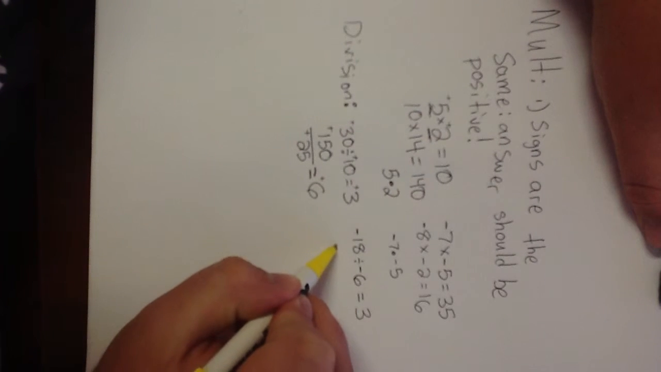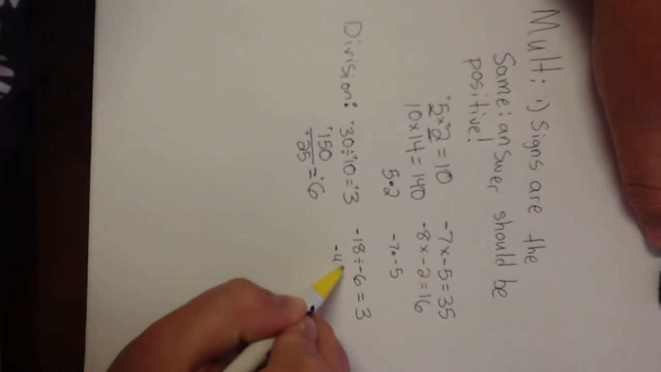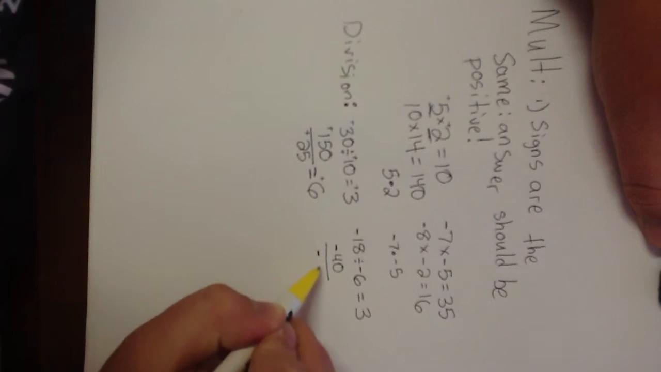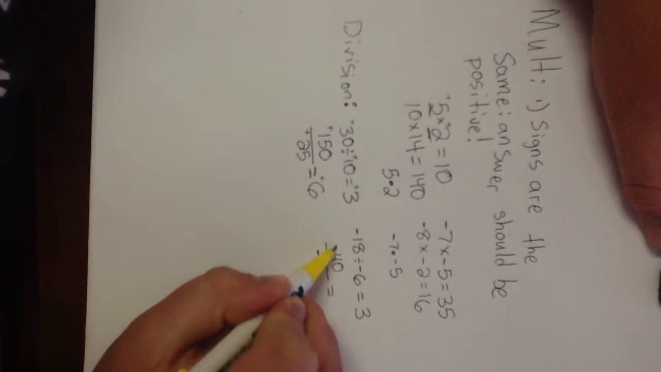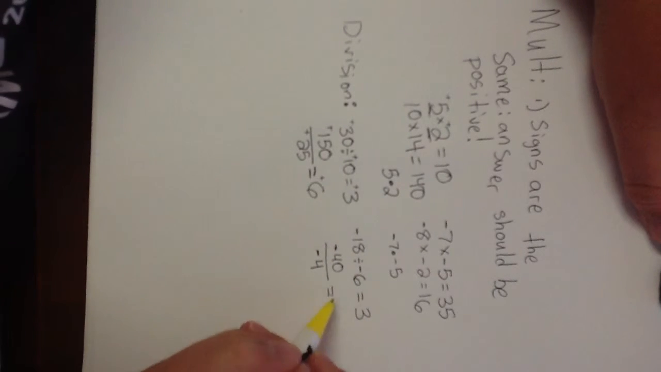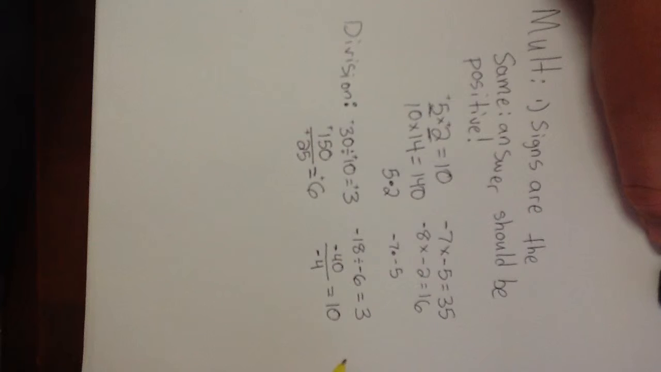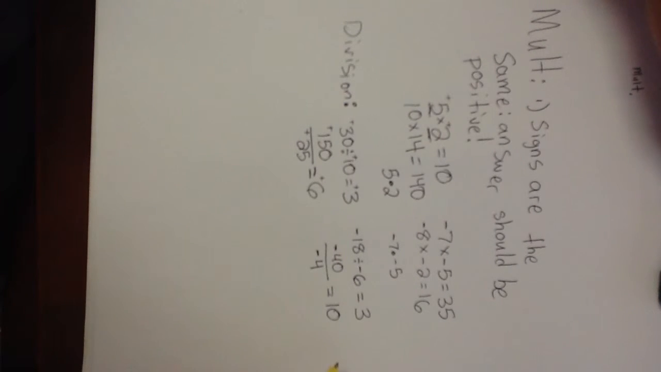Alright, or you got negative 40 divided by negative 4. Signs are the same, a negative and a negative. Therefore, your answer should be positive. Okay. If there's any questions on that, I want you to come see me individually.